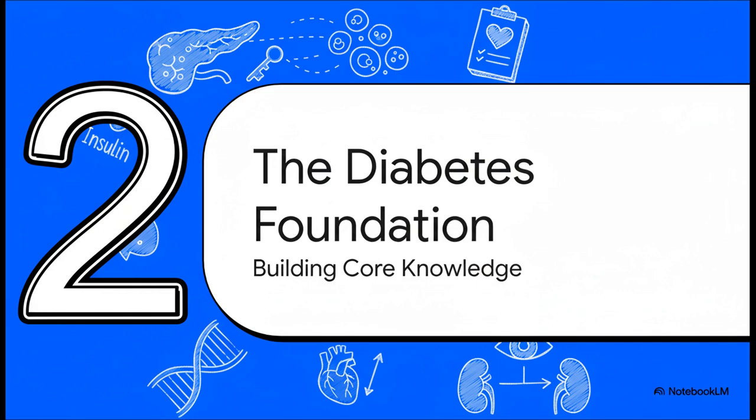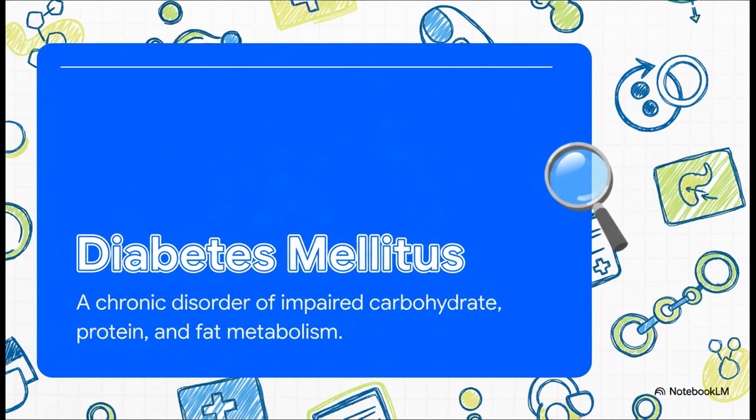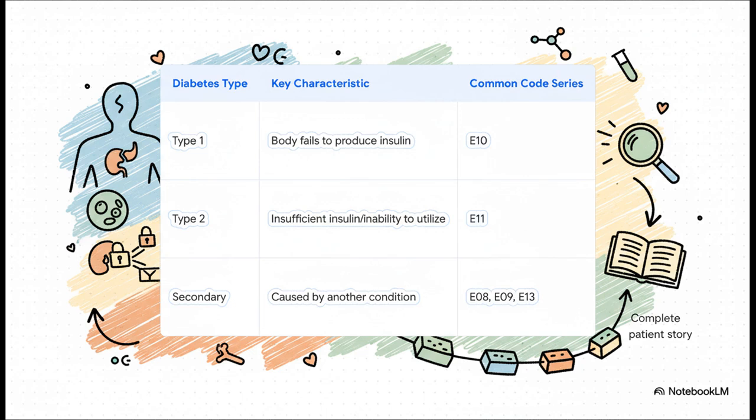Okay, let's build on that. We are going to zoom in on the one condition coders see more than anything else from this chapter: diabetes mellitus. Seriously, if you can master this, you are well on your way to mastering this whole chapter. So, what are we talking about officially? Diabetes mellitus is a chronic disorder where the body has a really hard time metabolizing carbohydrates, protein, and fat. This is the bedrock definition that we're going to build everything else on top of.